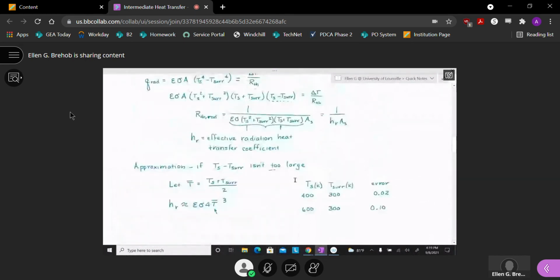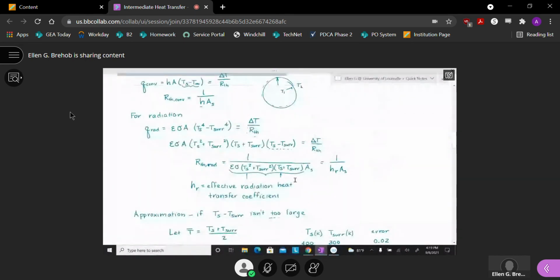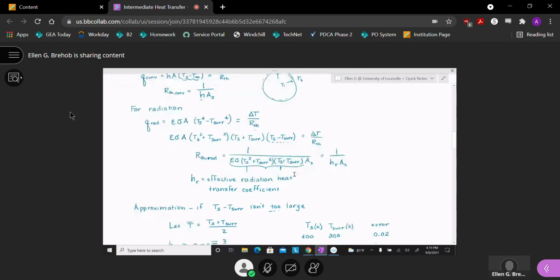Okay, so we have this idea that we can combine any of these thermal resistance elements now. We can put together convection and conduction and radiation thermal resistance elements.